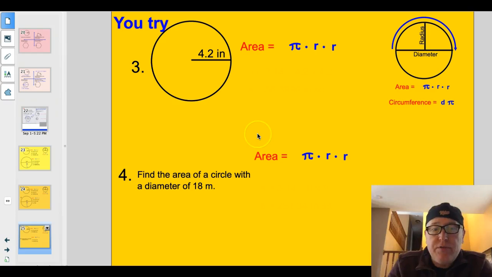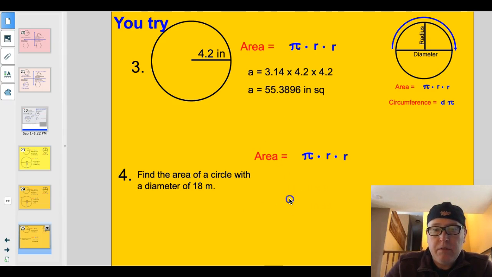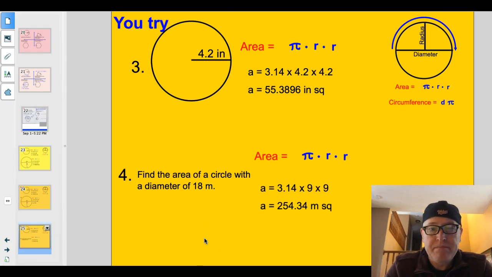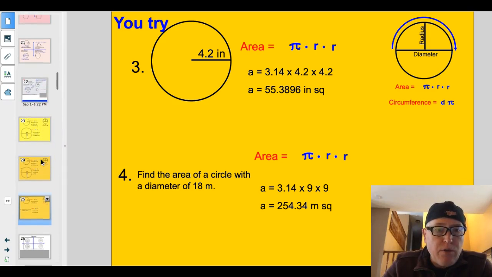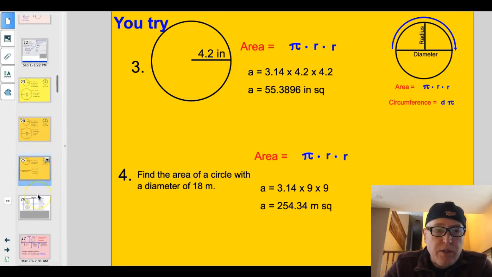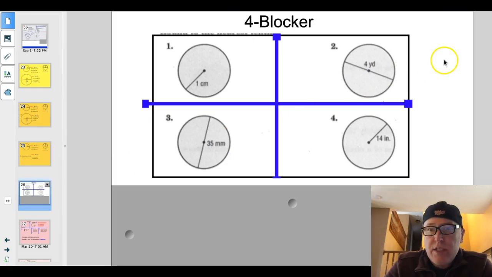All right, go ahead and try these two. See how you did. Check your answer here and here. Lovely. Notice how I've started skipping that step that said 3.14 times 81. You're putting it into the calculator, so this is fine. I just want to make sure everybody understands how we're putting it in there. Okay, you've got 4 review problems done. You got 4 problems done on the you-try. It's time for a 4 blocker. Go ahead and try these. These will be the last 4 problems.